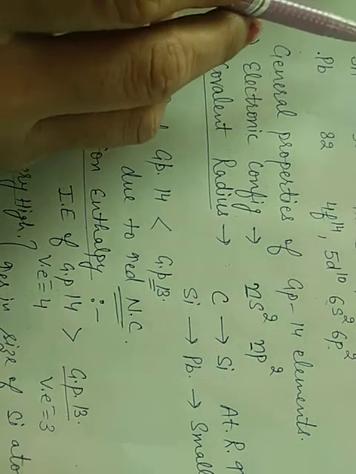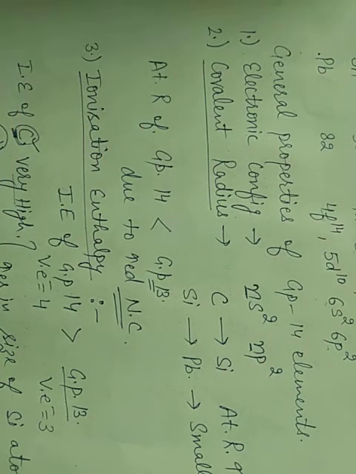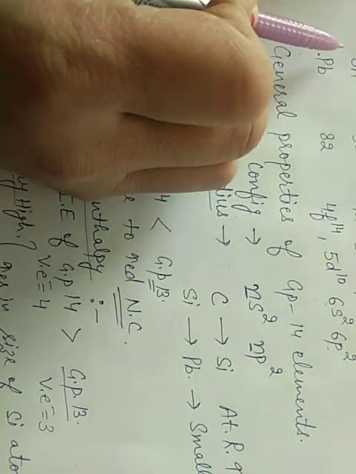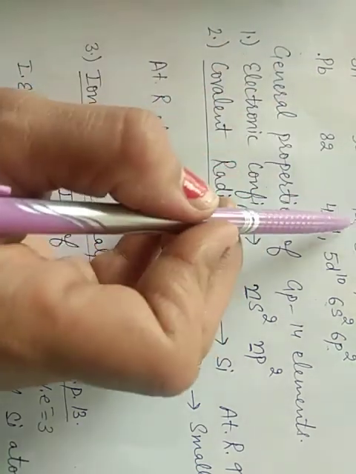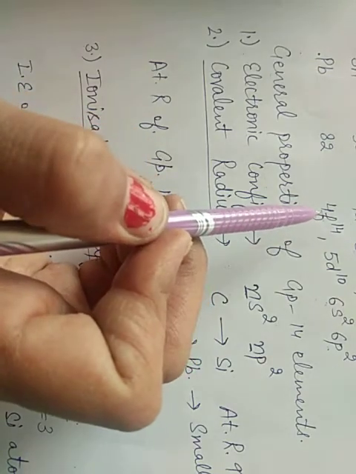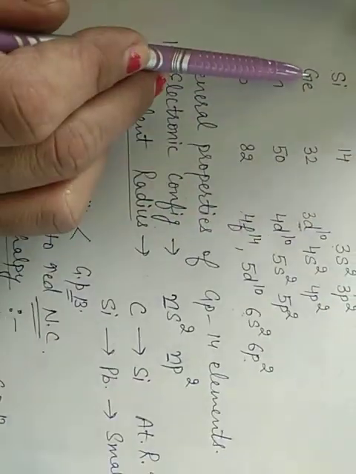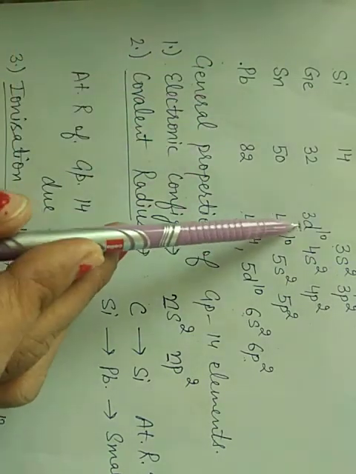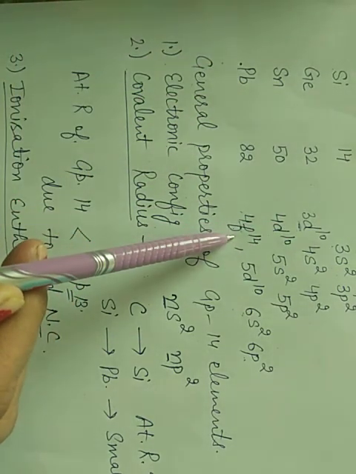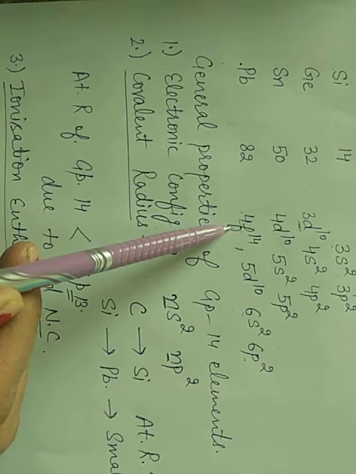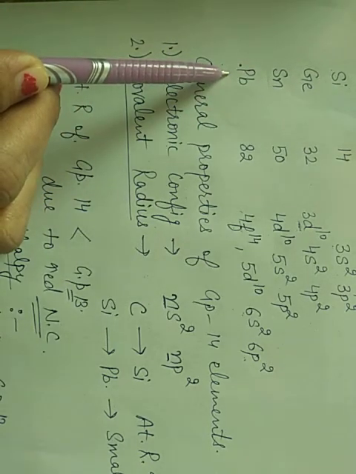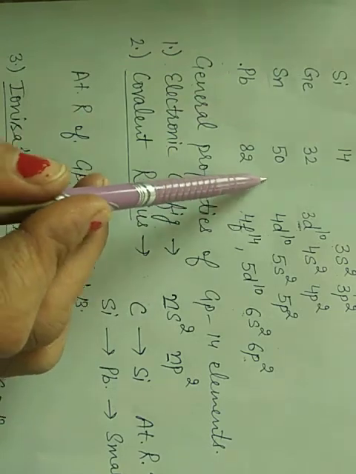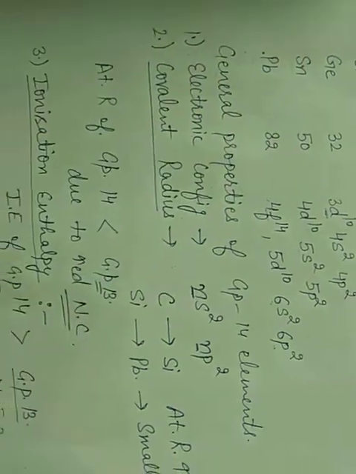Next, after silicon, ionization energy decreases in a regular manner but not sharply, because of the presence of d and f orbitals, which show poor shielding effect. Now in case of tin and lead there is a marginal increase in the ionization energy.